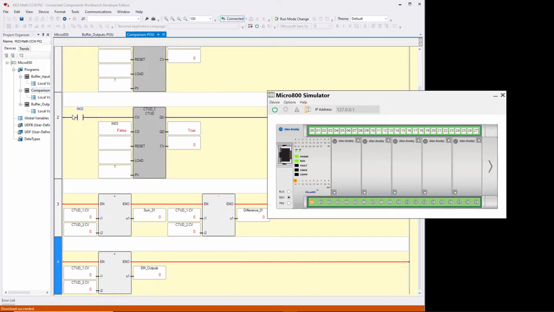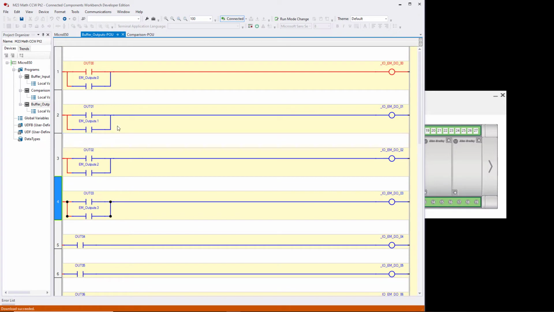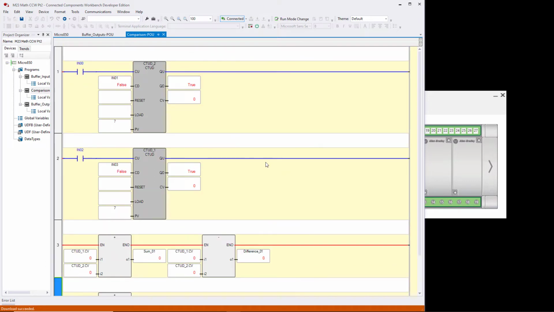Okay, let's give this a whirl. First, let's look in the buffered outputs. What I did was I created a double integer called em_outputs, and I have 0.0, 0.1, 0.2, 0.3 in parallel with output 0, 1, 2, and 3. So either one of these can turn on this bit. Now output 0 is on right now because we left it on.